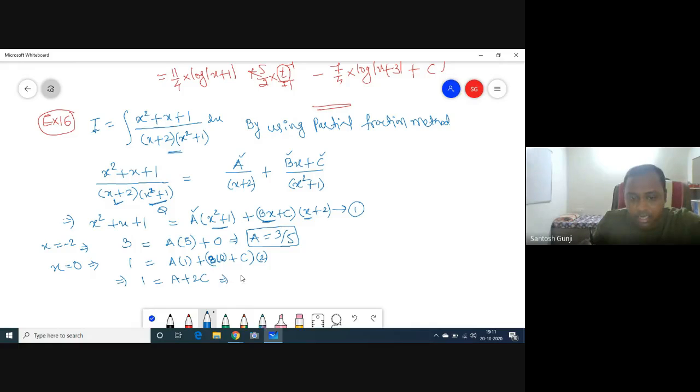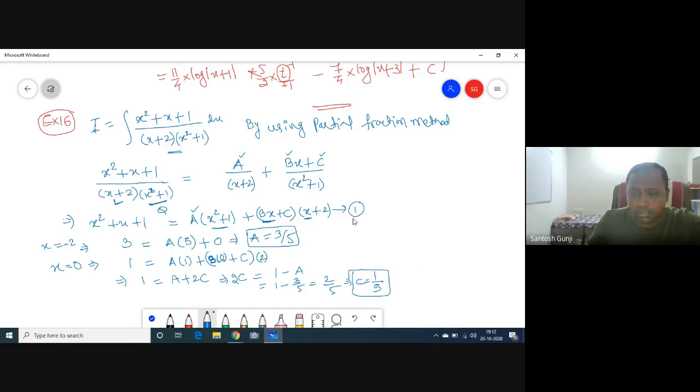So ultimately I can substitute the value of a, or I can first solve for c. 2c is equal to 1 minus a, or 1 minus 3 by 5. It would be 2 by 5. 2c is 2 by 5, so c will be what? 1 by 5. So I'm writing c is equal to 1 by 5. So I got c as 1 by 5.